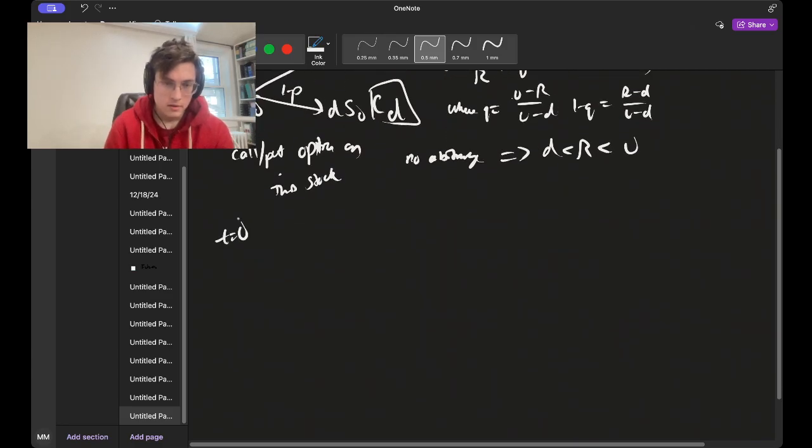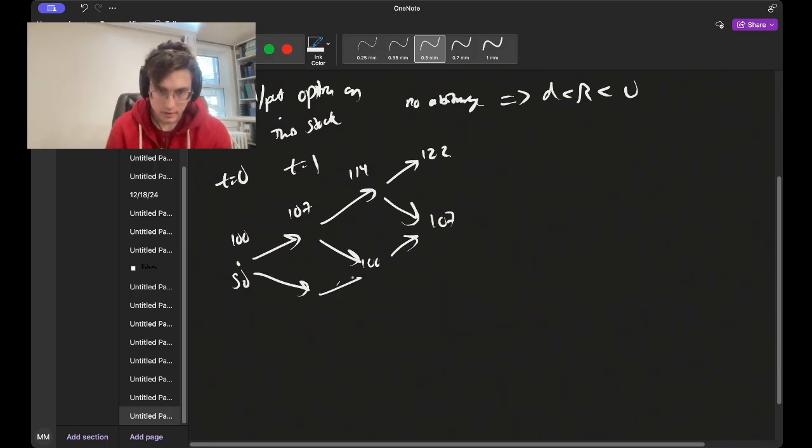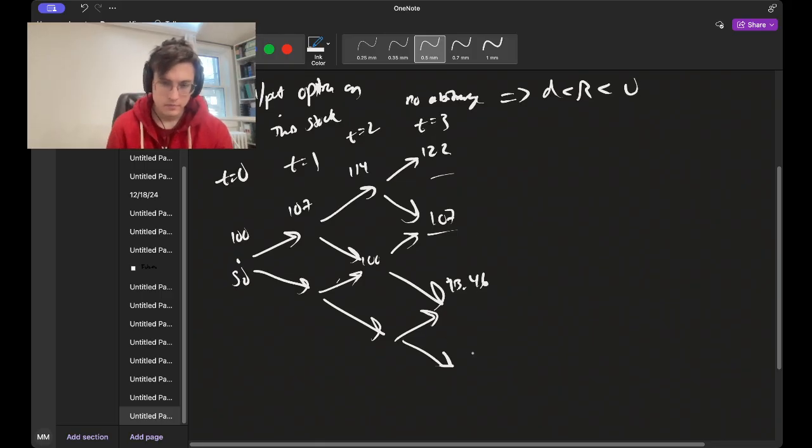So here in the multi-period binomial model, our stock is now spanning several periods. Again, I'm going to use numbers here for clarity. It's going to go up to 114 and then maybe up to 122. And then this will go down to 107, and this will go down to 100, and back to 107, and then like this. So you can see there are 3 time periods here, and 4 possible different ending states: 122, 107, 93.46, and then whatever this is.